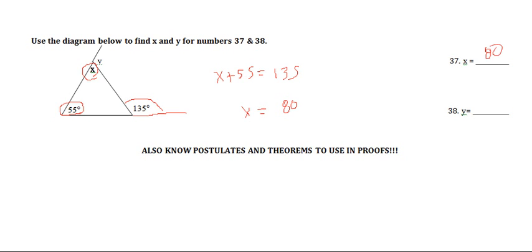If this is 80 right here, and these right here add up, they make a straight line right here. A straight line is 180 degrees. If x is 80, y right here has to be 100 because they are supplementary.